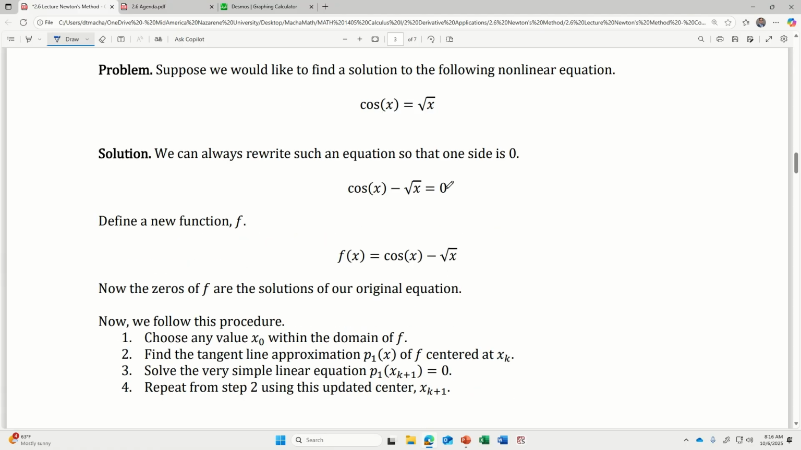So this is the reason why we care about this today specifically. What if I want to find a solution to a nonlinear equation like cosine of x equals square root of x? There is no easy way to find a value of x so that cosine of x is equal to square root of x. I could square both sides and get cosine squared of x equals x, but still, it's not easy to find a value x that's equal to cosine squared of x. There's not an analytic way to solve this with pencil and paper.